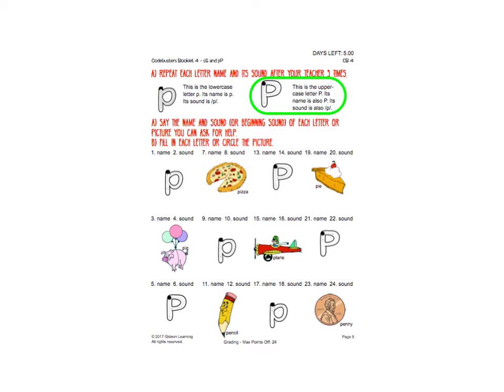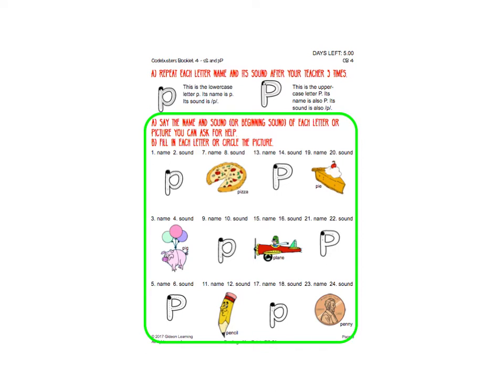Now, we'll learn about this letter. This is uppercase letter P. Its name is also P. Its sound is also P. P, P, P. And now we can write our uppercase letter P. Now let's move on to the next section.